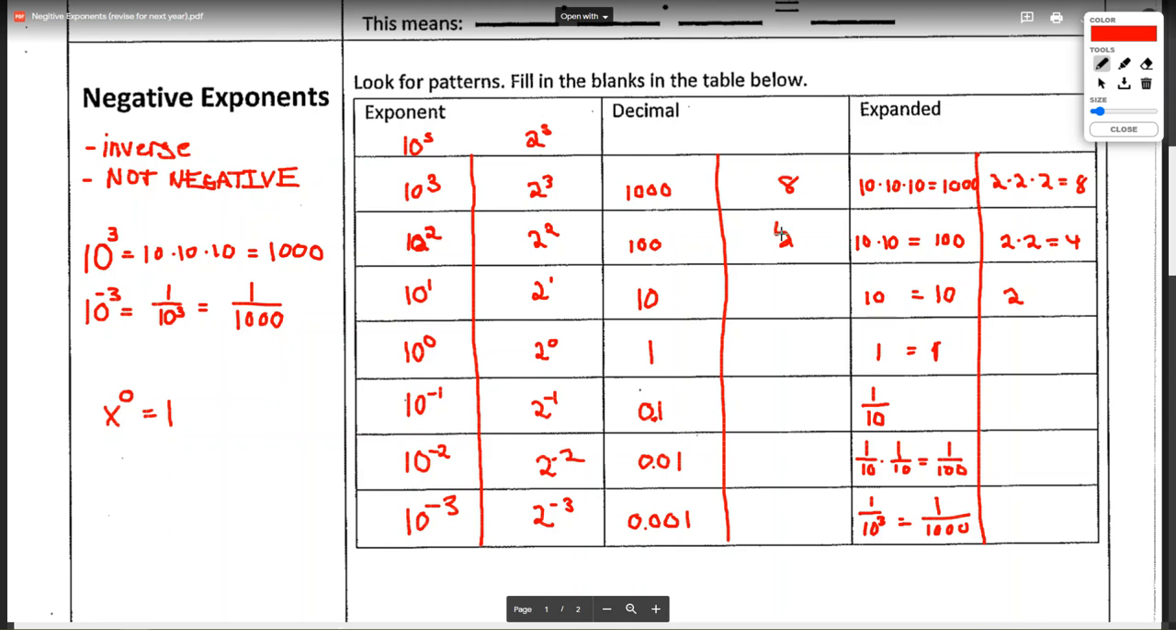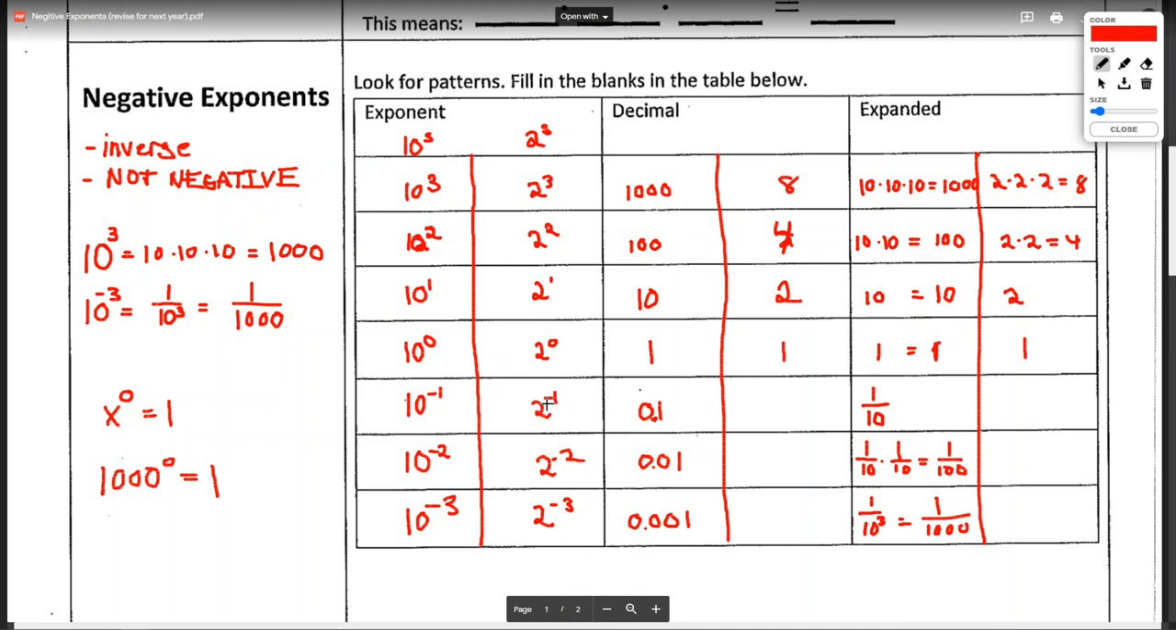Right? Oh, I wrote a 2 here. This should be a 4. This should be a 2. Now again, we said that anything to the power of 0, 2 to the power of 0 is 1. Anything to the power of 0 is 1. 1,000 to the power of 0 is 1. So if I have 1,000 and I raise it to the power of 0, it's still 1.